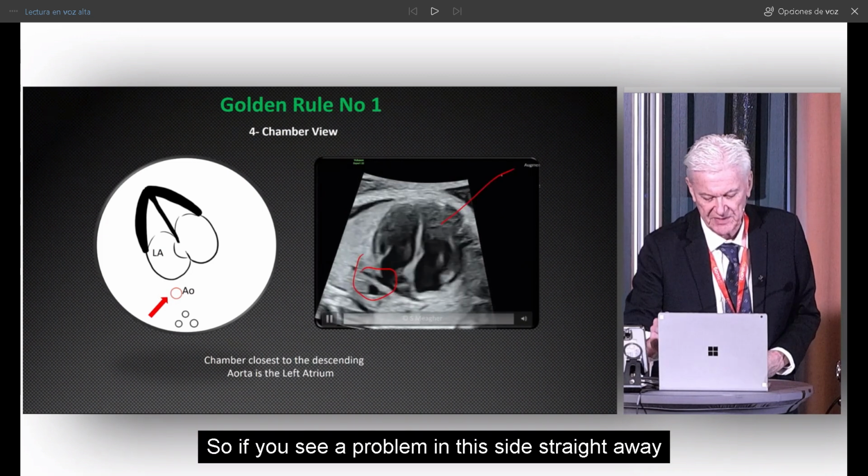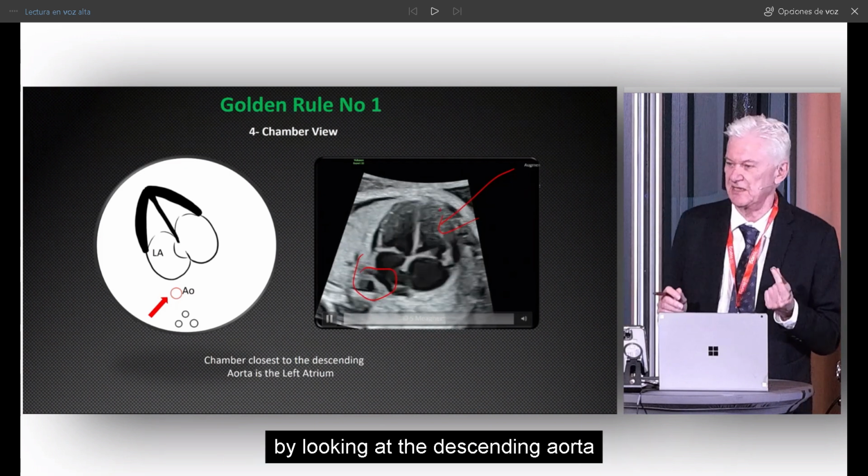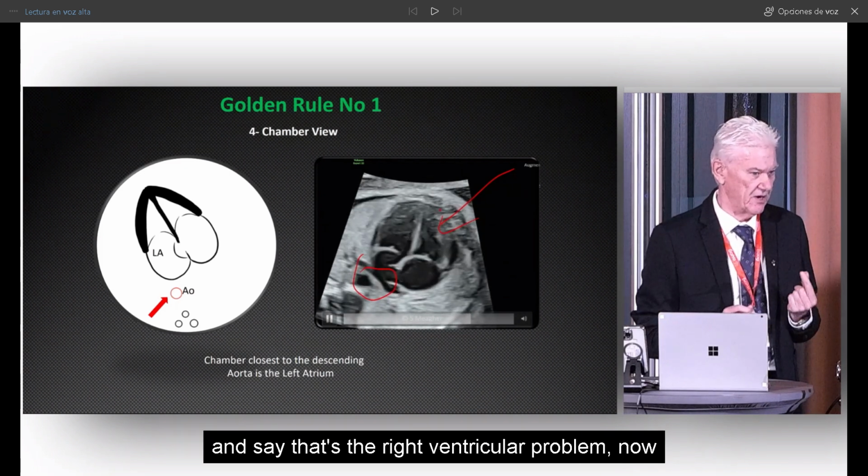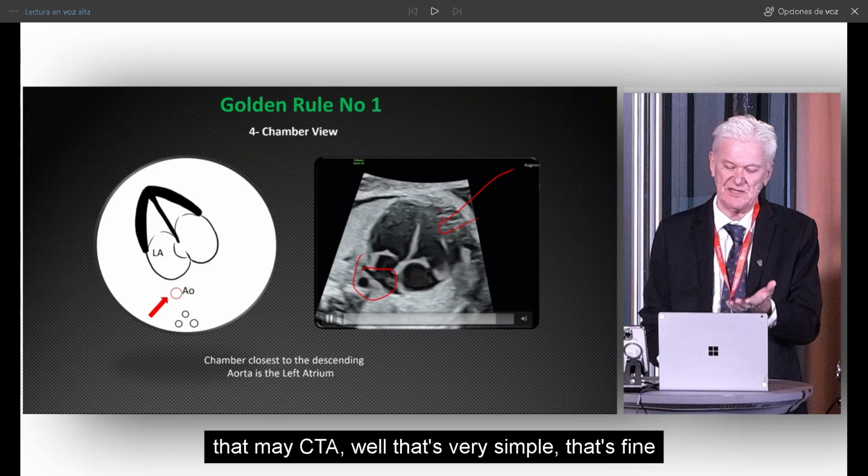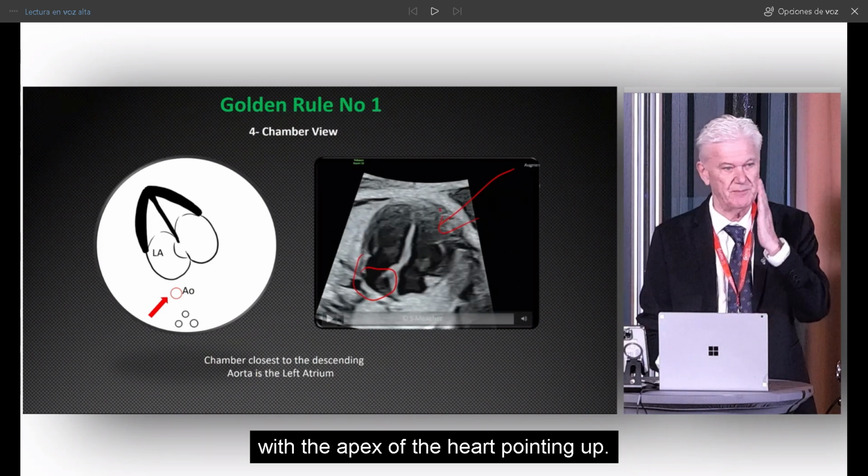So if you see a problem in this side, you can straight away, by looking at the descending aorta, say that's the right ventricular problem. Now that may say to you, well, that's very simple. That's fine with the apex of the heart pointing up.